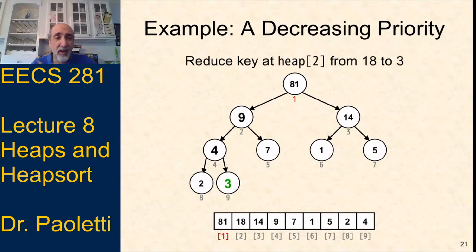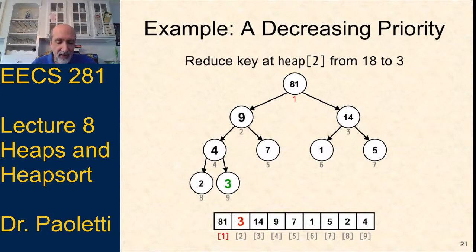If we're at a leaf node, this has got to be in the right place because it doesn't have any children. It can't be out of order with respect to its children. So when a node decreases in priority, we have to fix going down until either the heap property is restored or we reach the level of a leaf.